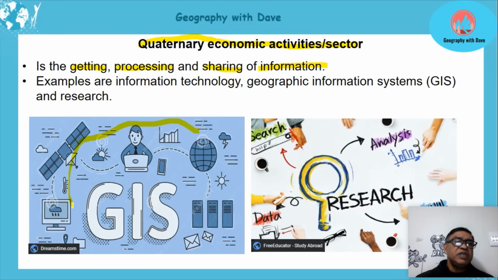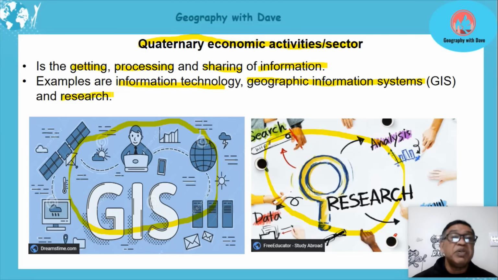There's your GIS here. And there you can see research, where you're getting your information from the people. Primary data, etc. You're picking up. Can you see how the sections are related? You're getting the stuff through research. So it'll involve things like information technology, geographic information systems, and your general research.